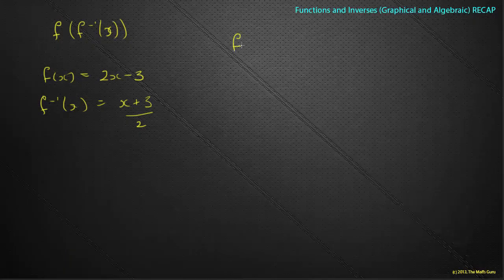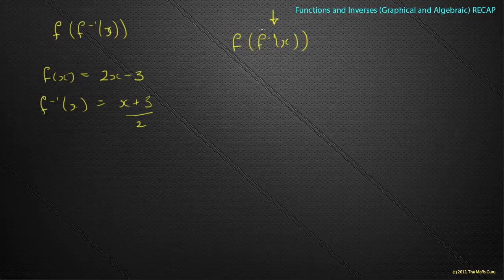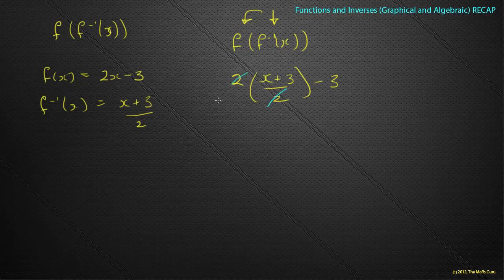So let's do the function of the inverse function of x and see what happens. Now remember, what that means is put the inverse function into the original function wherever you see x. So that will now give me 2, and in brackets, (x plus 3) over 2, minus 3. Well, hopefully you'll be happy knowing that the divide by 2 will cancel with the multiply by 2 there. That gives me x plus 3 minus 3, which just gives me x.